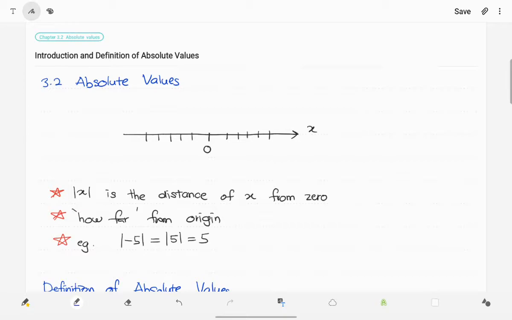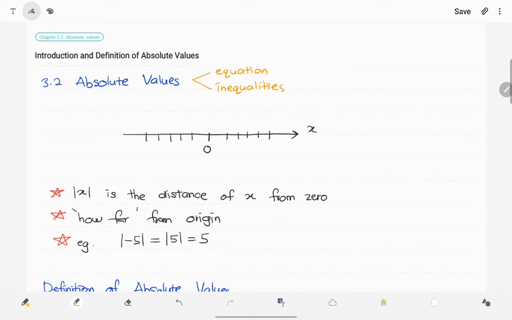Okay, so for today's video, we will learn about absolute values, chapter 3.2. For this chapter, we will learn about absolute value equations and also inequalities. So we will have two main subtopics: absolute value equations and absolute value inequalities.